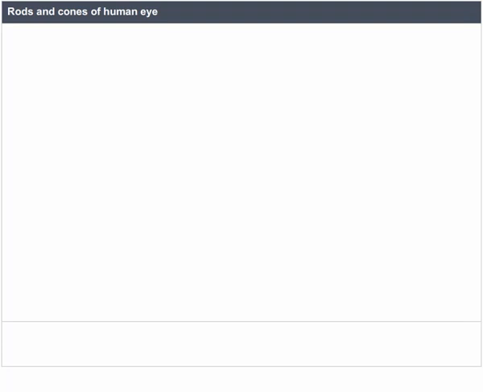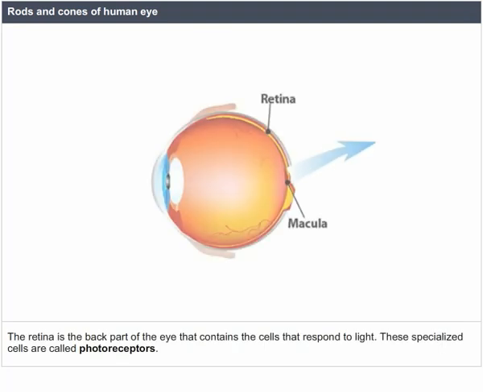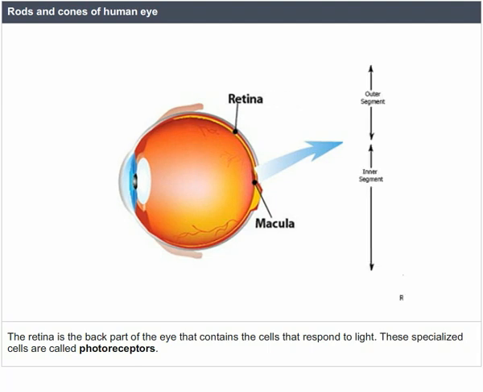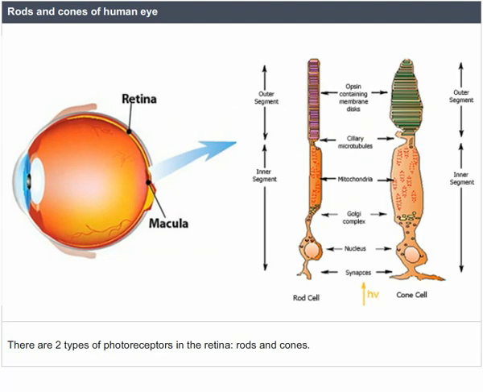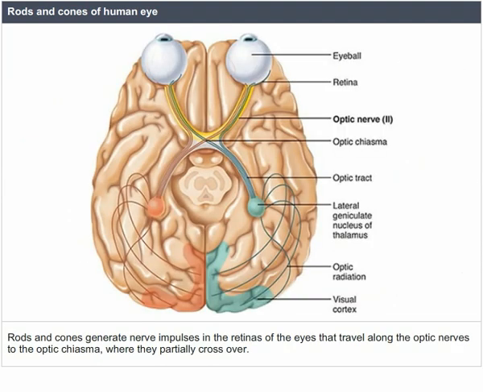Rods and cones of human eye. The retina is the back part of the eye that contains the cells that respond to light. These specialized cells are called photoreceptors. There are two types of photoreceptors in the retina, rods and cones. Rods and cones generate nerve impulses in the retinas of the eyes that travel along the optic nerves to the optic chiasma, where they partially cross over.